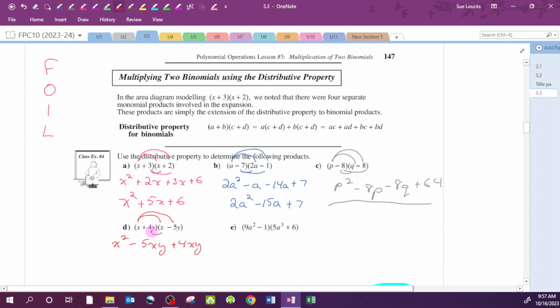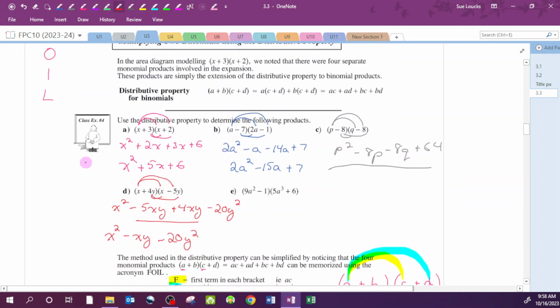Okay, and then we've got 4y times minus 5y is minus 20y squared. And then, like I said, we've got these two like terms here, so we can simplify this to x squared minus xy minus 20y squared.